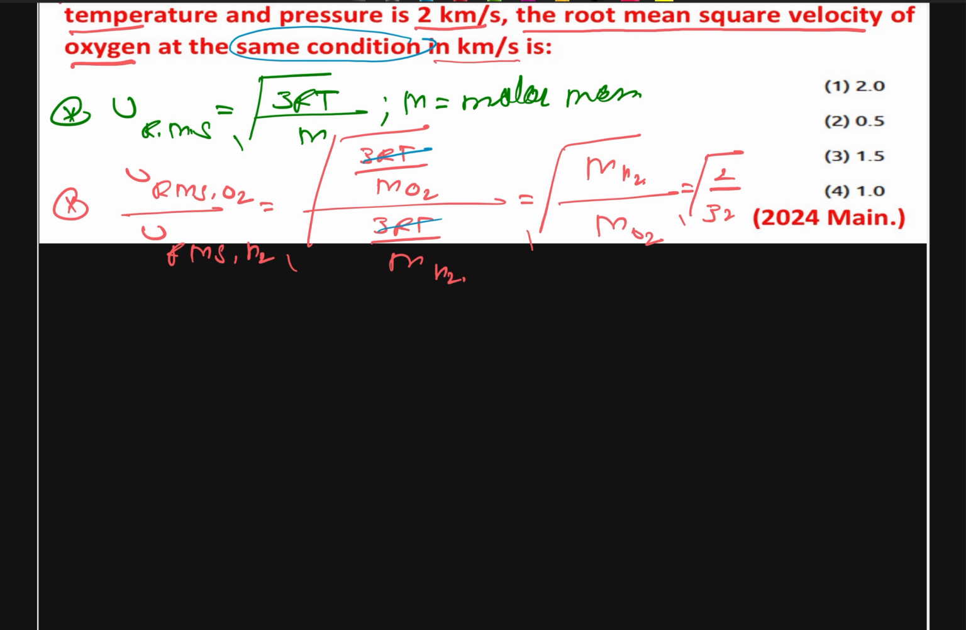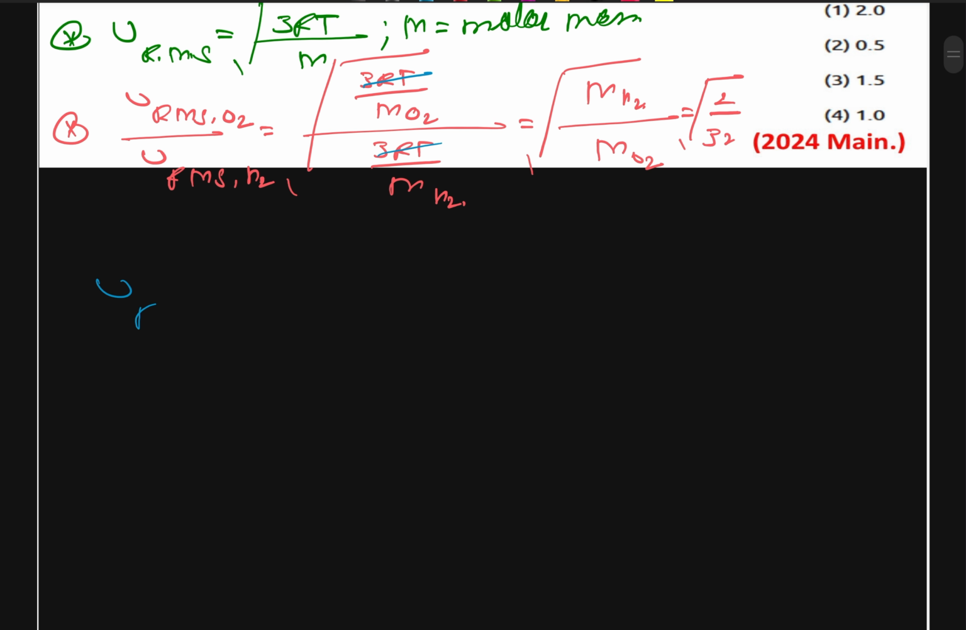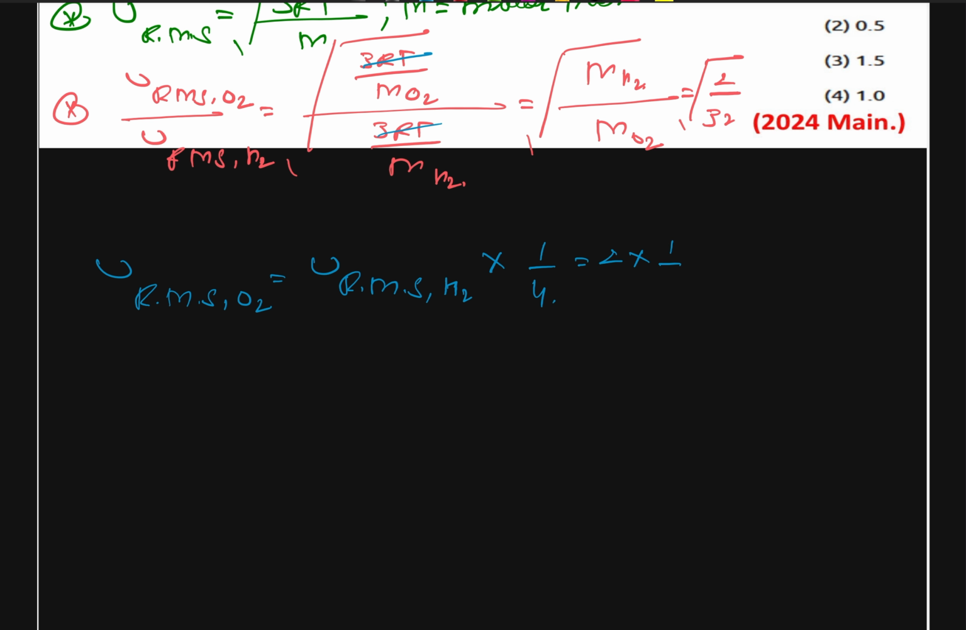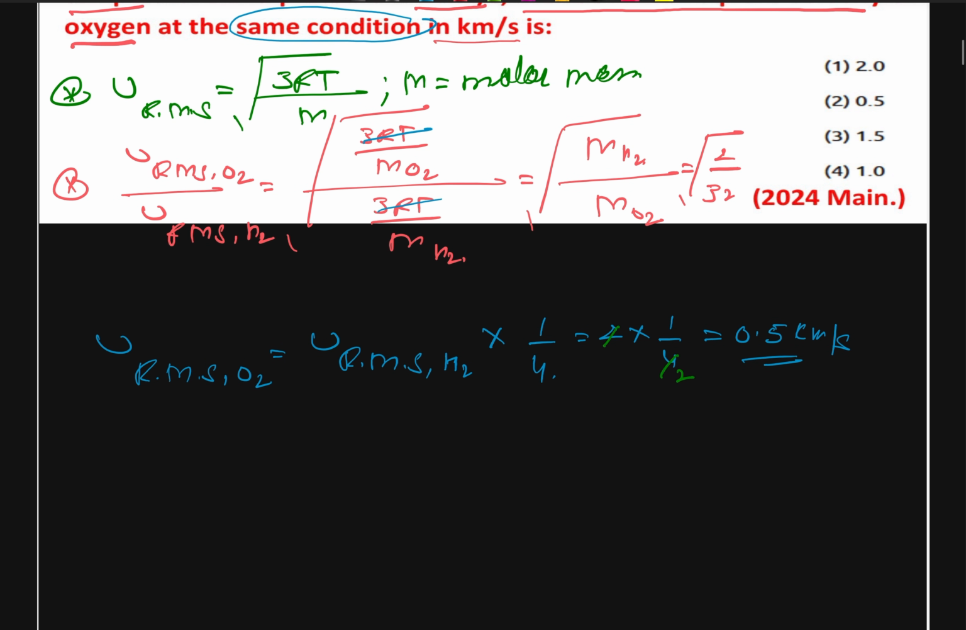So we can write that our Vrms of oxygen will be equal to Vrms for hydrogen multiplied by, this will be coming as 1/16, so that will be 1/4, and Vrms for hydrogen is given to us as 2 km, so this comes as 2 times 1/4, so this 4 goes by 2 and this will be equal to 0.5 km per second. Okay, so option 2 is correct.